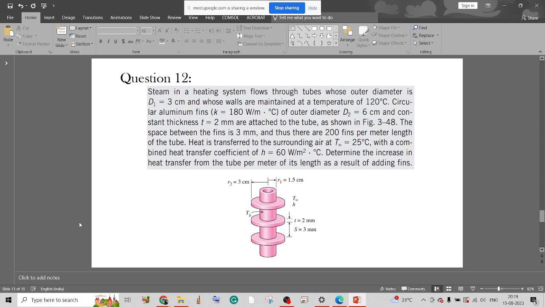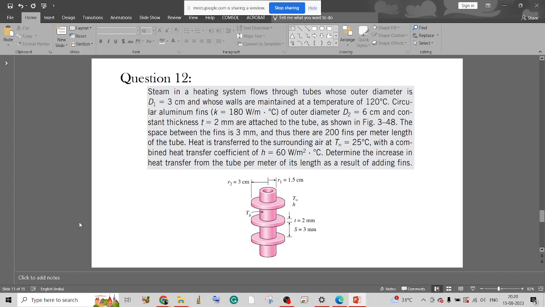So what is said is that there is steam in a heating system. There is a cylindrical heating system that is flowing through the tubes. That is cylindrical, whose outer diameter is 3 centimeter and whose walls are maintained at a temperature of 120 degrees Celsius. The circular aluminium fins of K is 180 watt per meter degree Celsius of the outer diameter D2, that is 6 centimeter. The outer diameter of the fin is 6 centimeter and of the aluminium pipe is 3 centimeter. And the constant thickness of the fin is 2 millimeter.